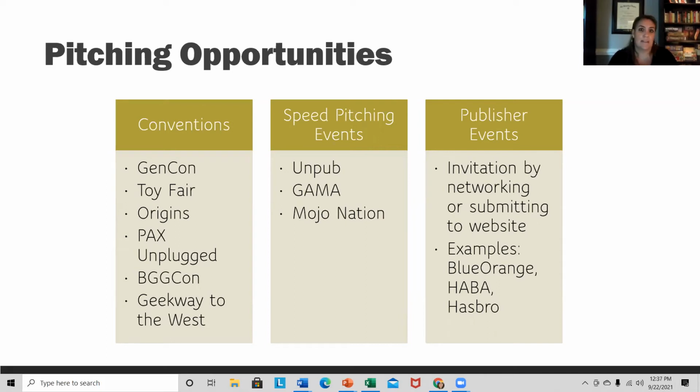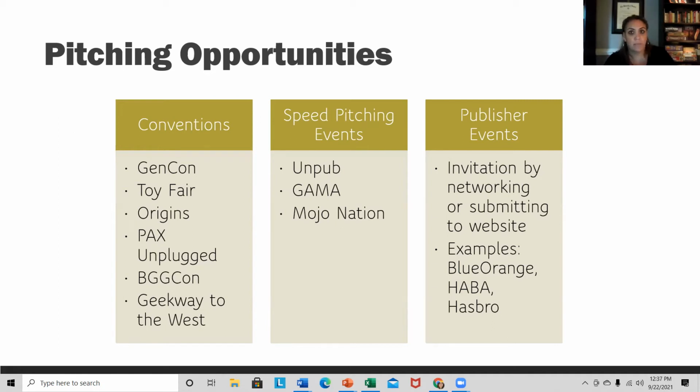So I haven't been there in the past. Well, they haven't actually had it in the past couple of years, but I went the first 2 or so years, and it was an amazing, amazing experience. It's just very expensive. Origins is another game convention. PAX Unplugged is usually in December. I don't think they've had that recently because of COVID.